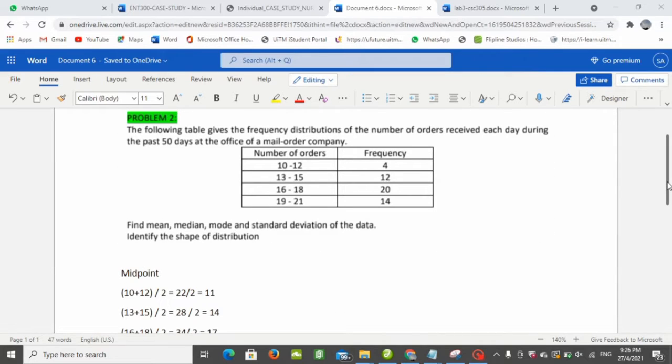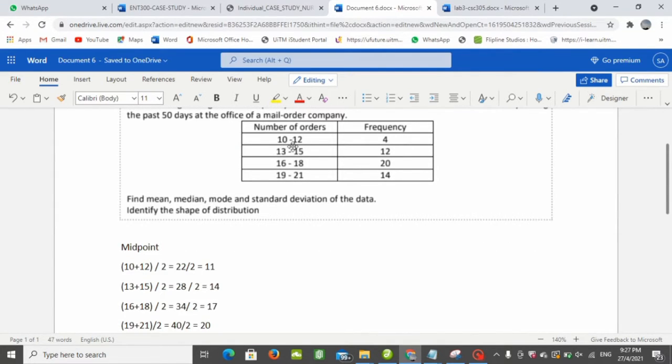To find mean, we will have to find midpoint first. To find midpoints, we have to sum up the lower class and upper class of this. So 10 plus 12 divided by 2, we will get 11 as a midpoint. 13 plus 15 divided by 2, we will get 14 as a midpoint. 16 plus 18 divided by 2, we will get 17 as a midpoint. And lastly, 19 plus 21 divided by 2, we will get 20 as a midpoint.